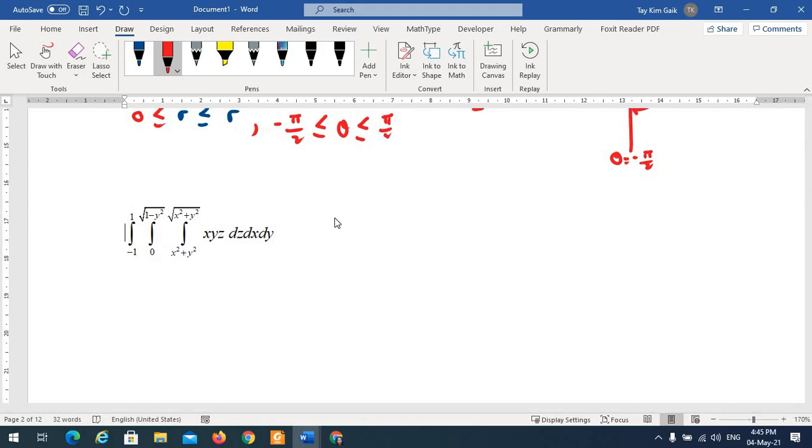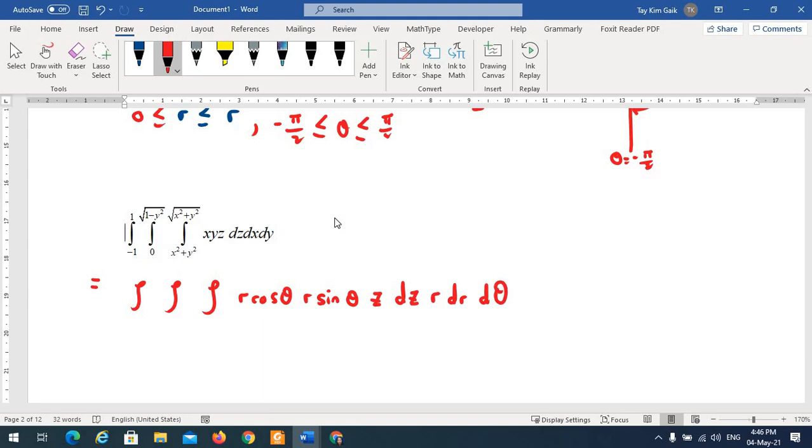So now we can convert it. Okay, x you change to r cos theta, y is r sin theta, z maintain as z, dz maintain, dx dy become r dr d theta. This is called cylindrical coordinate.